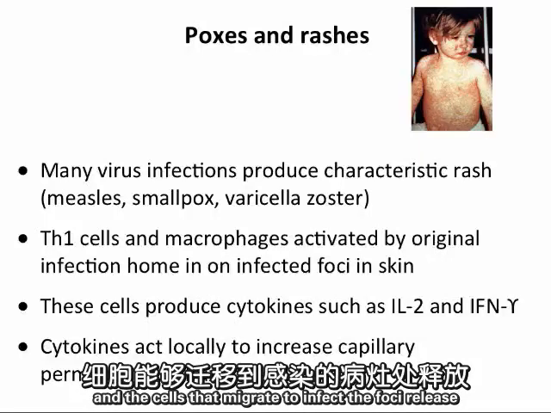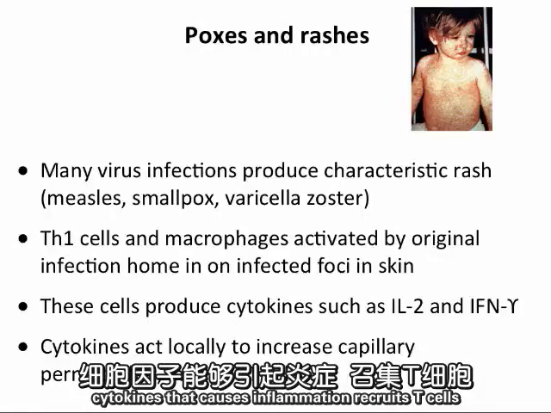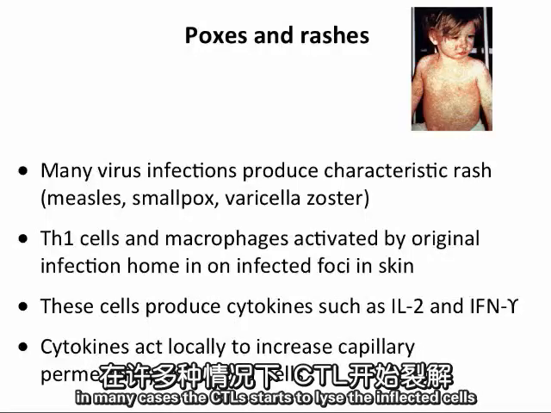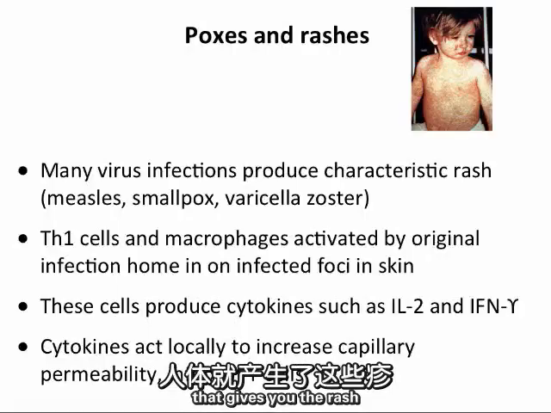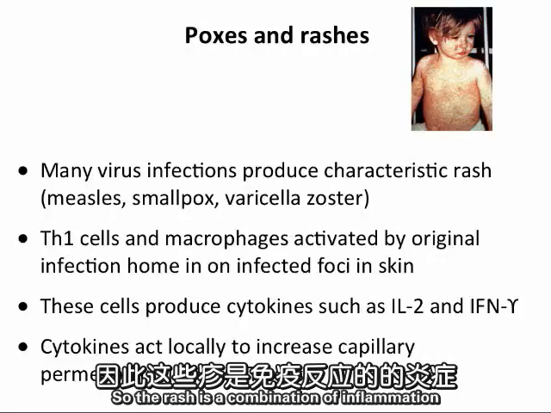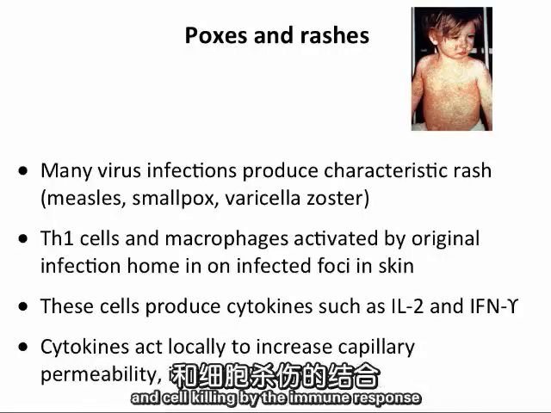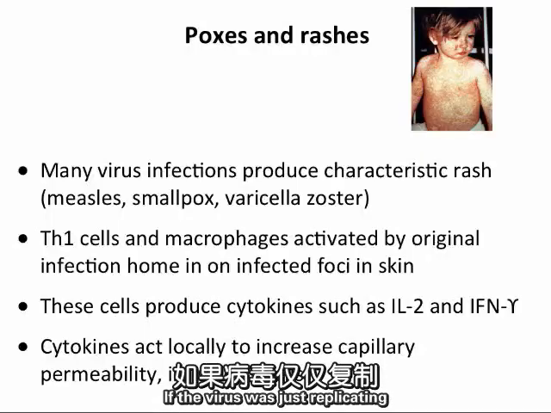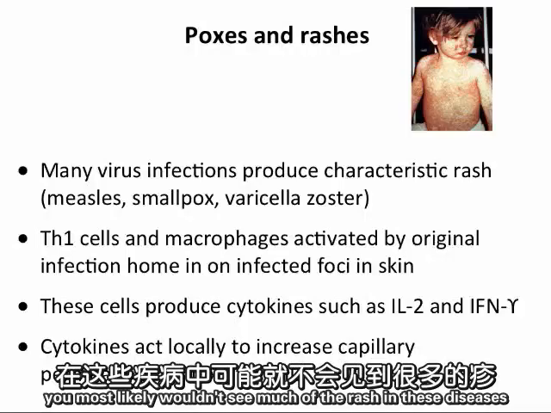And the cells that migrate to the infected foci release cytokines. That causes inflammation, recruits T cells, and in many cases the CTLs start to lyse the infected cells, and that gives you the rash. And so the rash is a combination of inflammation and cell killing by the immune response. If the virus were just replicating, you most likely would not see much of a rash in these diseases.